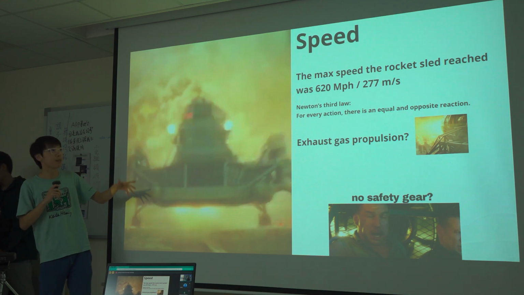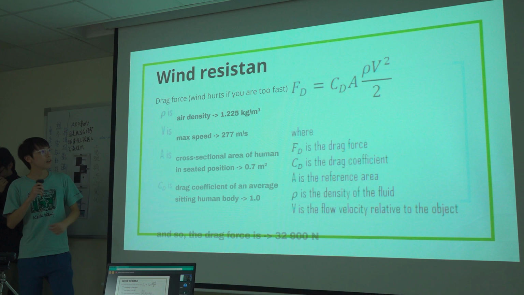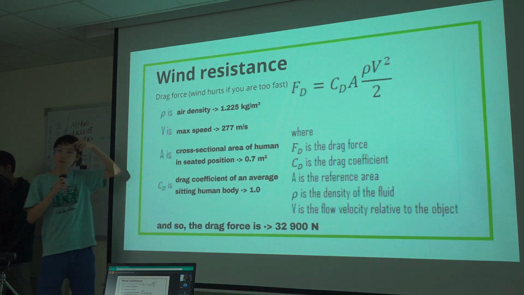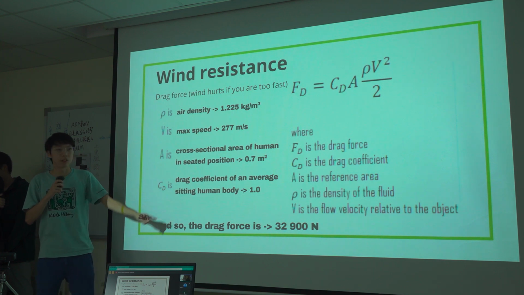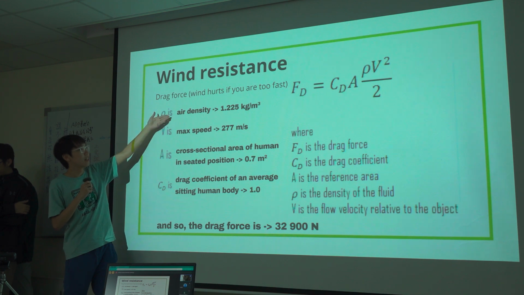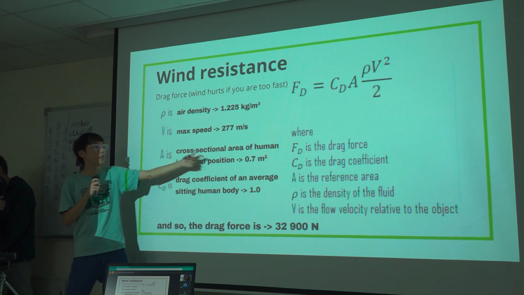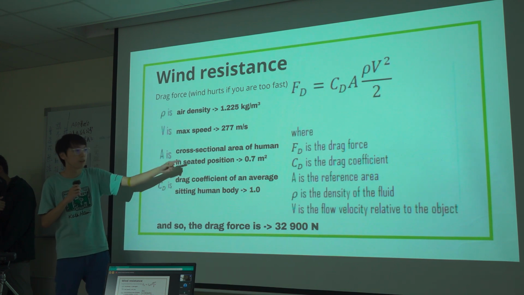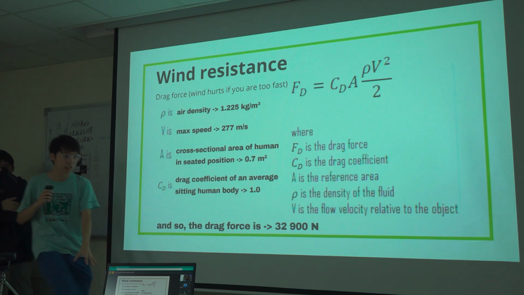So I just take it as based on the latest technology. Okay, so first thing first is that they were withstanding 32,900 newtons of energy. First, let's talk about the calculation. Air density, max speed, we already have it. Cross-sectional area of a human in a seated position can even be lower, like 0.6, but because they were sitting straight, not just like this.